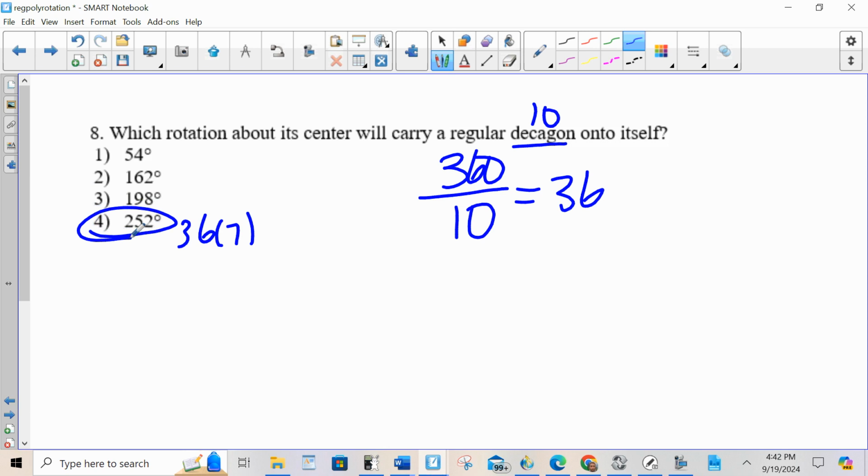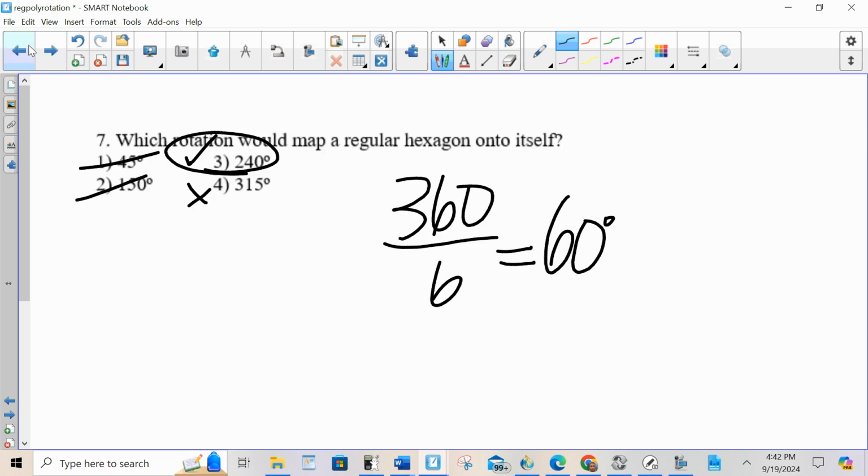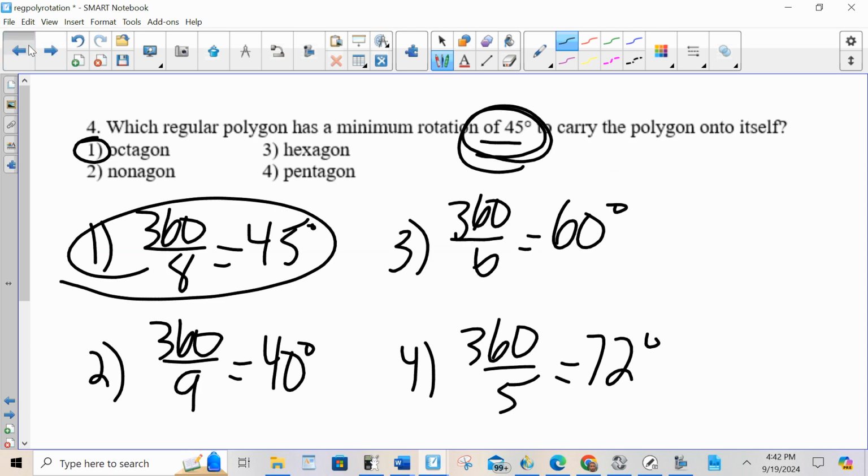So, to find the minimum rotation, we do 360 over the number of sides. Once I have the minimum rotation, any multiple of that will also map it onto itself. So you need to find which of the choices is a multiple of the minimum rotation. Practice it, very important as far as the Regents goes, which means you're going to see it a lot throughout the year with me.